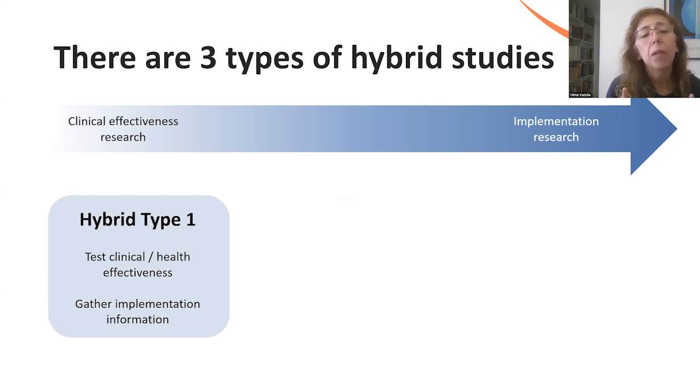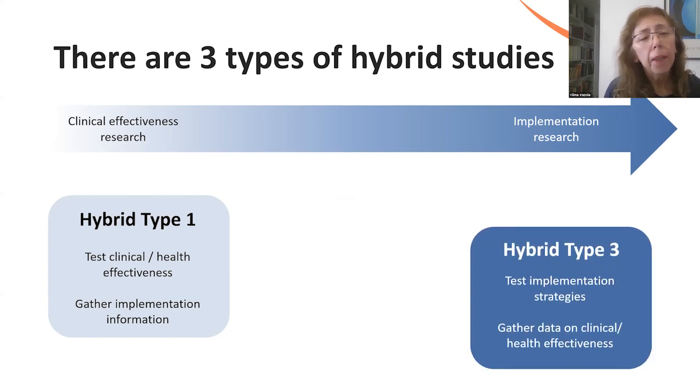Important, we use this type of hybrid when we need to generate evidence about clinical effectiveness. We don't have enough evidence yet about the effectiveness of the intervention, so we need to test that, and that's why this is the primary aim of the study.